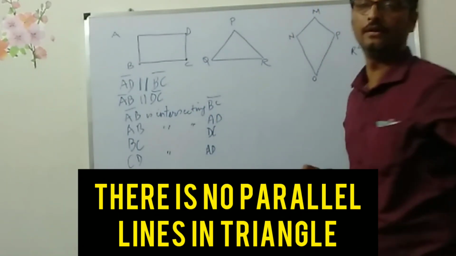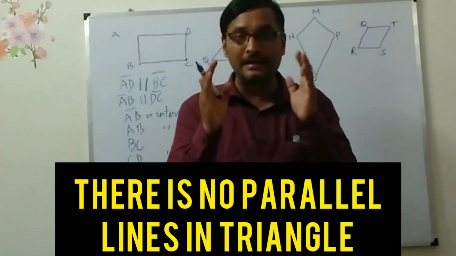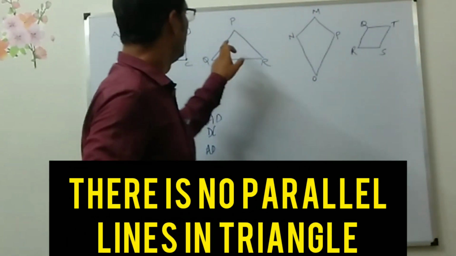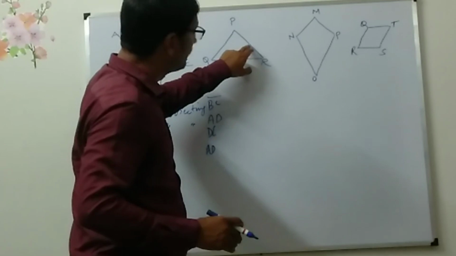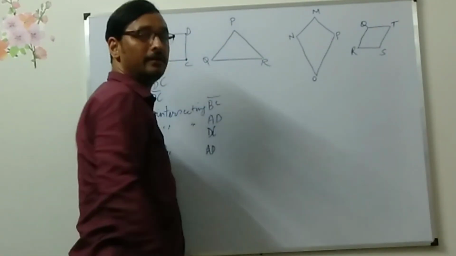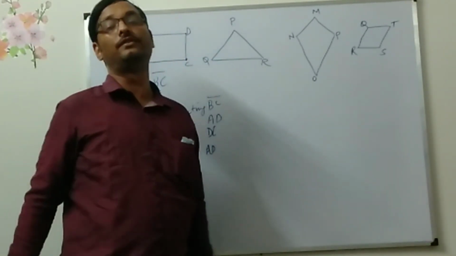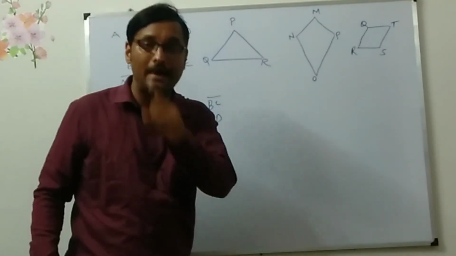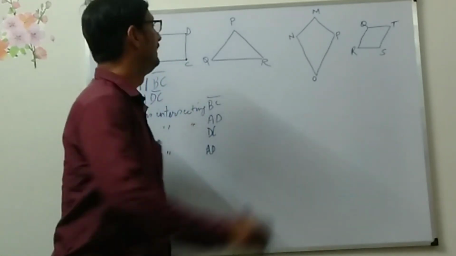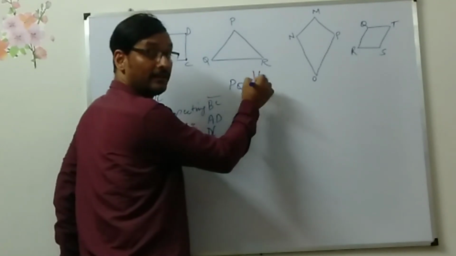What about this? In this figure, is there any parallel line? For parallel lines, you need to have equal distances in between. Does this line have equal distances with this? No. They are meeting each other at some point, so they are not maintaining equal distances. So there is no parallel line in this. They are having intersecting lines. PQ intersecting line is what? I for intersecting, L for line.